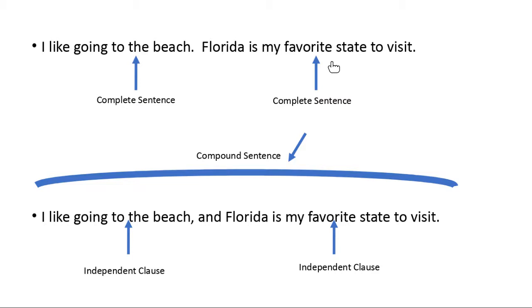So up here, where these same sets of words stood alone by themselves with a period at the end and a capital letter at the beginning, they were called complete sentences. Here, those same sets of words combined using a comma and a coordinating conjunction, with a capital letter at the beginning and a punctuation mark at the end, are now all together referred to as a compound sentence, and these sets of words are referred to as independent clauses.